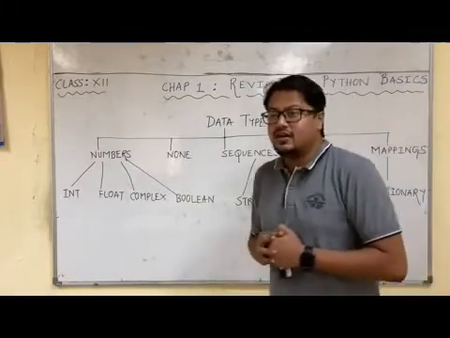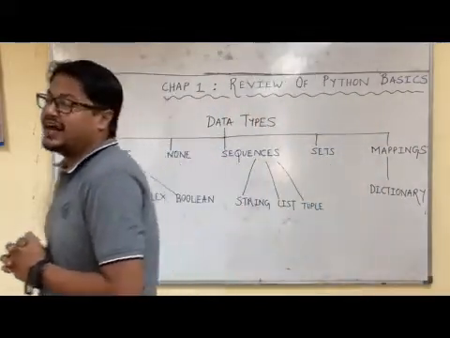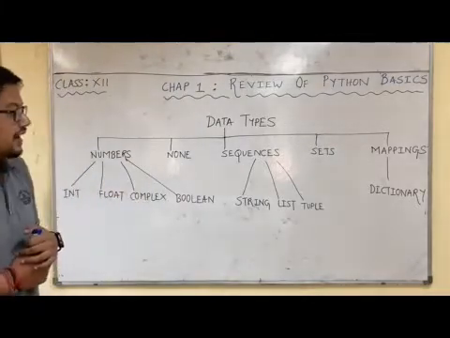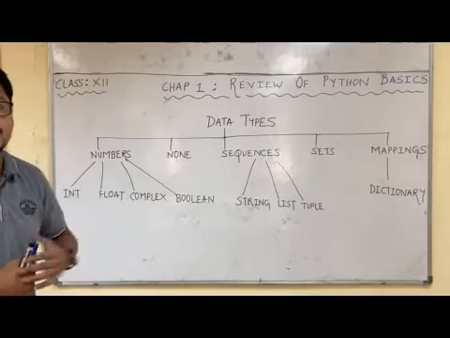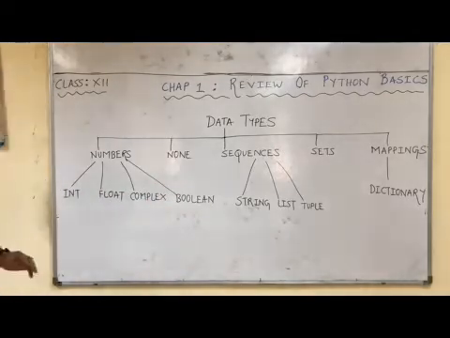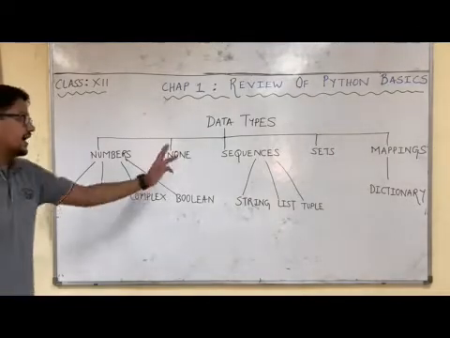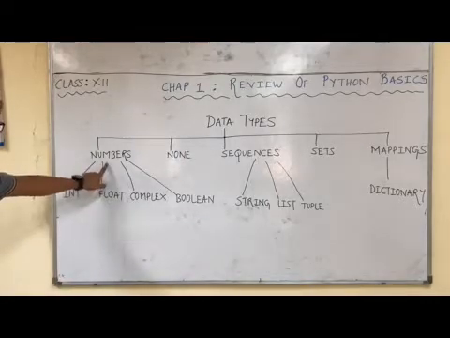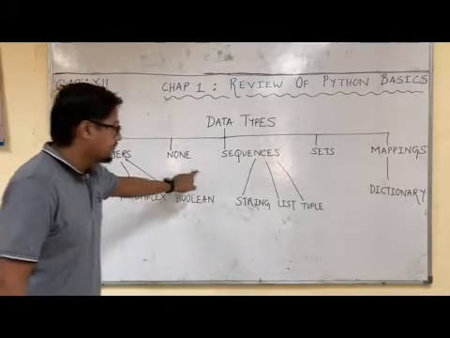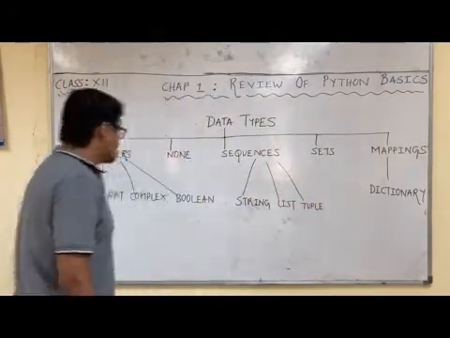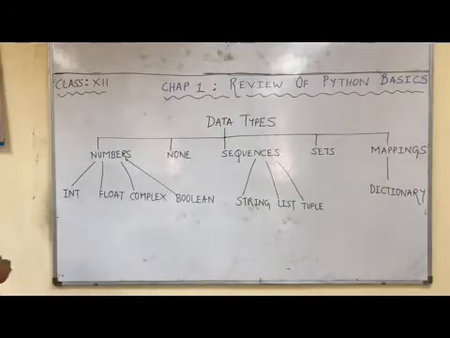Okay. Then we discussed certain data types in 11th standard. Before moving ahead with any other topic, I would like to revise some of the data types that we discussed in 11th standard, which is a part of this chapter. Students, as you can see, I have drawn a small chart pertaining to the data types. Major data types are numeric or numbers, none, sequences, sets and mappings. Okay, so let us see one by one in short with examples.